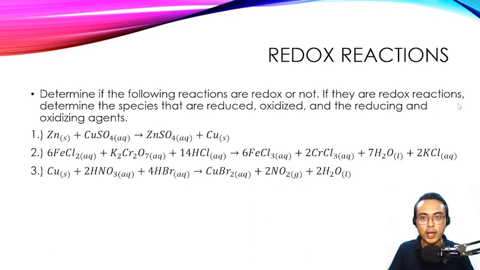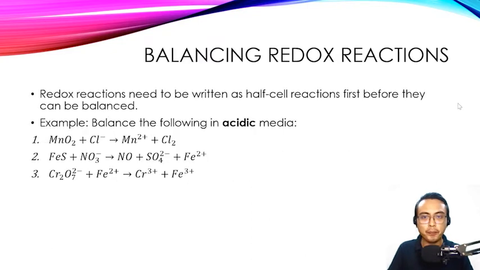Let's proceed to balancing redox reactions. Redox reactions need to be written as half-cell reactions first before they can be balanced. That's why we started our lesson by determining the half-cell reactions of redox reactions.